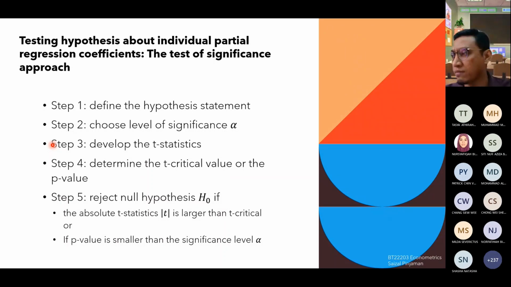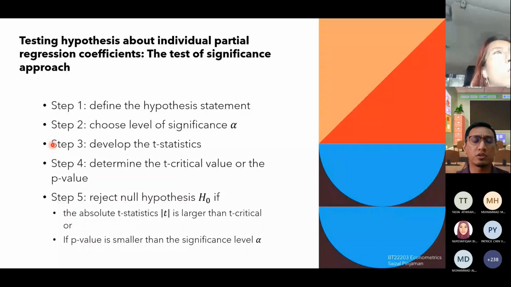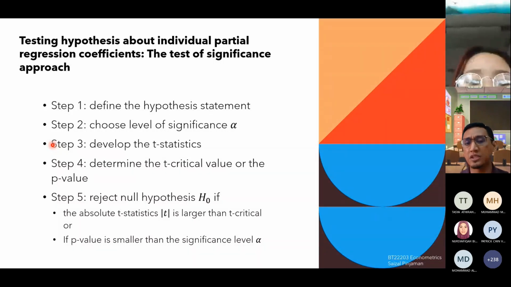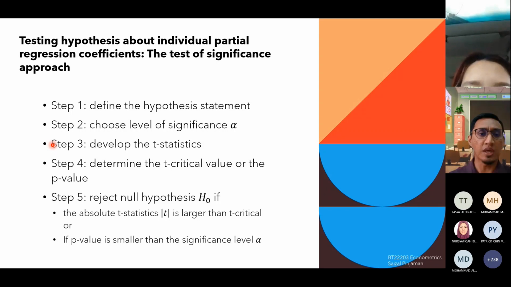Okay, so I hope that you have done your homework for chapter 3, because this is almost the same as in chapter 3. We have a number of steps involved in conducting the hypothesis testing. Remember before this, I said that hypothesis testing is used to determine whether we accept our estimation or reject our estimation. Yeah. So in step 1, we determine the hypothesis statement.